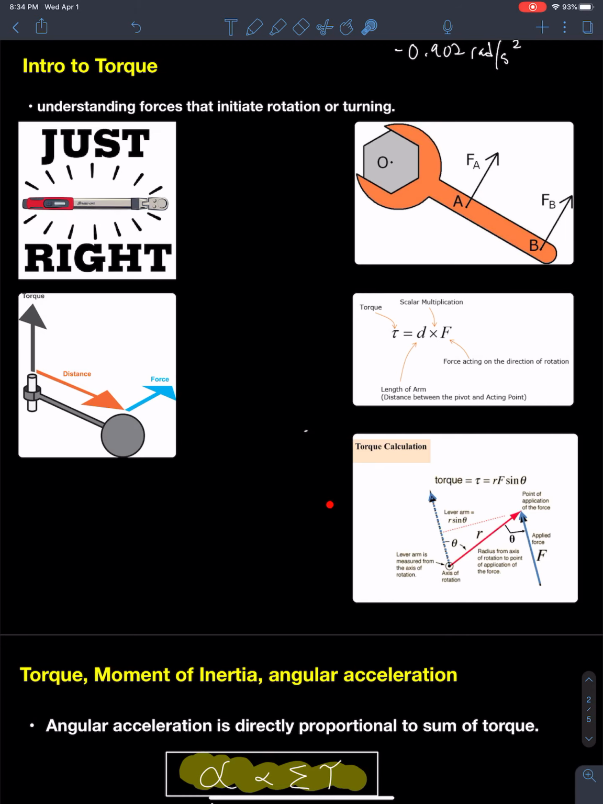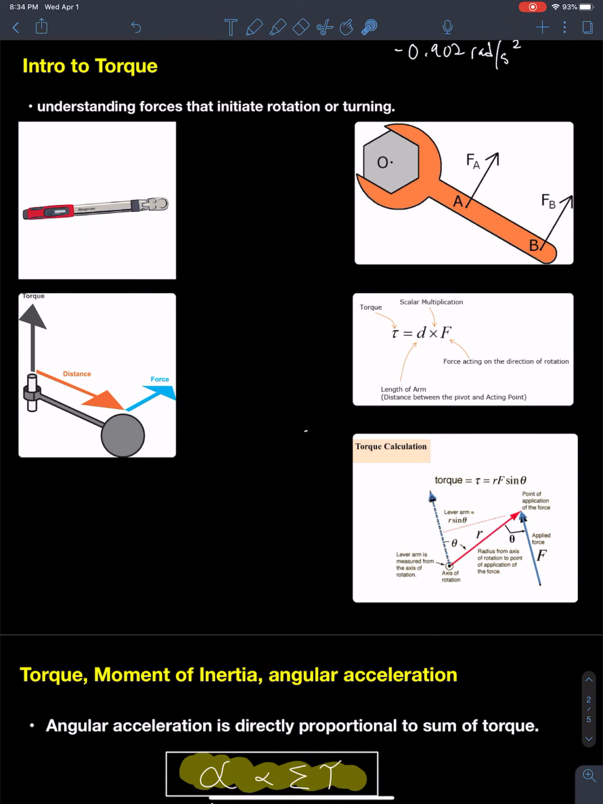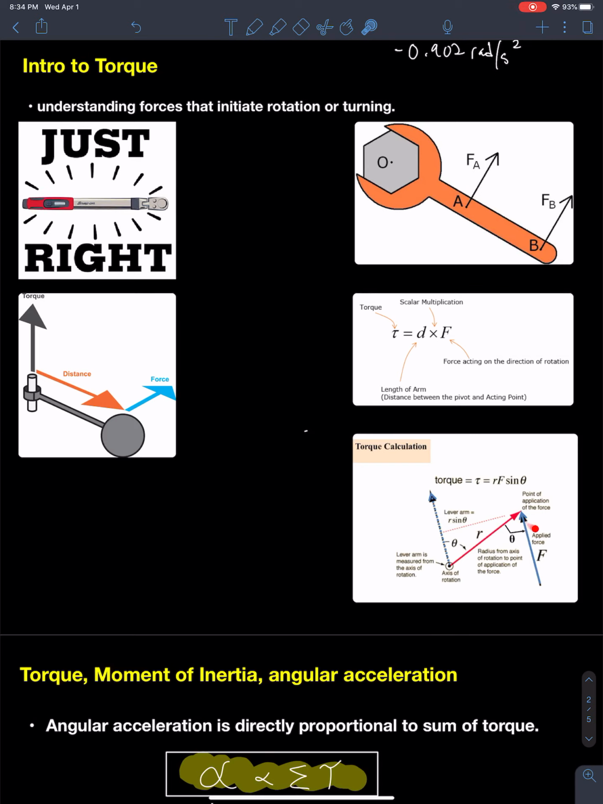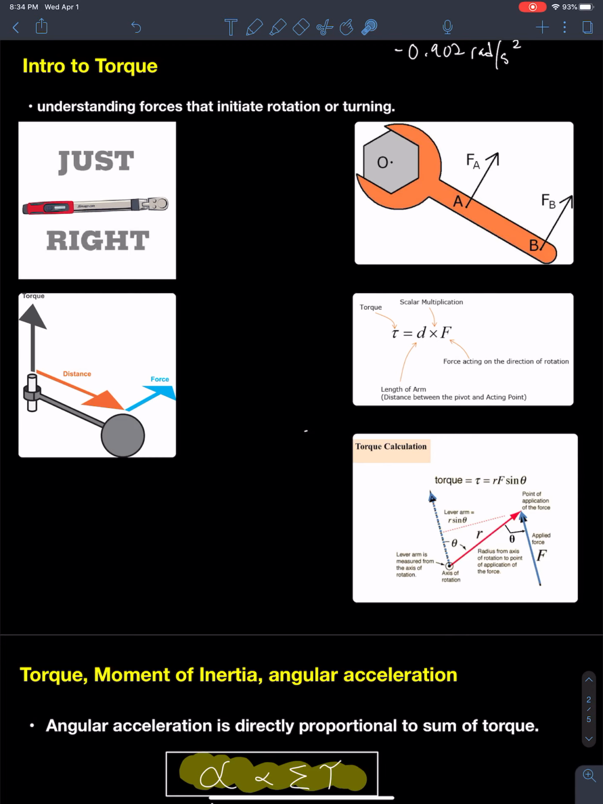This diagram down here is showing you that in order to calculate torque, the force that I'm applying has to be perpendicular to that moment arm. This angle over here shows that it's not exactly perpendicular. So the sine of that angle will show me the perpendicular component that I'm applying to that moment arm in order to create torque. So remember, the force and the moment arm are perpendicular, and that's how I can calculate torque.